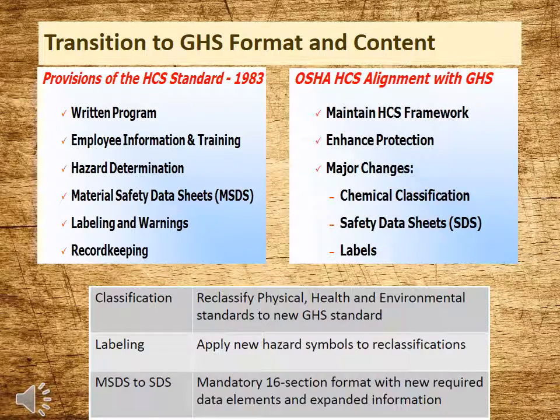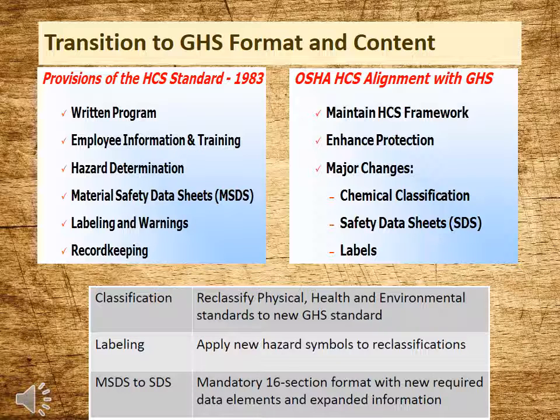Transition to the GHS format and content. Provisions of the HCS standard 1983: it had to be a written program, employee information and training, hazard determination, material safety data sheets, labeling and warnings, and record keeping. The OSHA HCS alignment with GHS maintains the HCS framework and enhances protection. The major changes are chemical classification, safety data sheets, and labels.